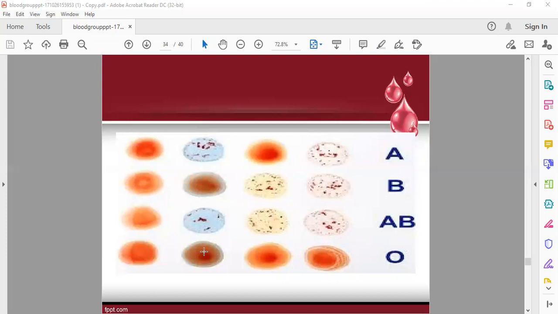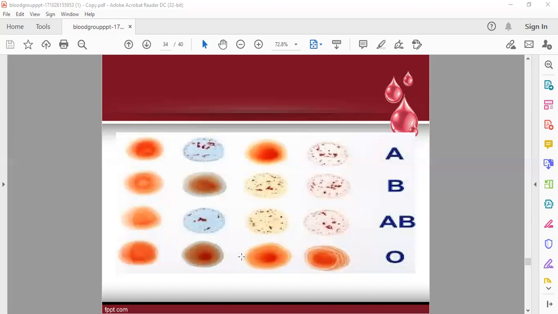And in the last blood type, we observe that there is no clotting in the first spot, no clotting in the second spot, and no clotting in the third spot. So no spot, no spot, and no spot means the blood group is negative, and it has no reaction with anti-A and anti-B. So the blood group will be O negative, where no clotting is found.